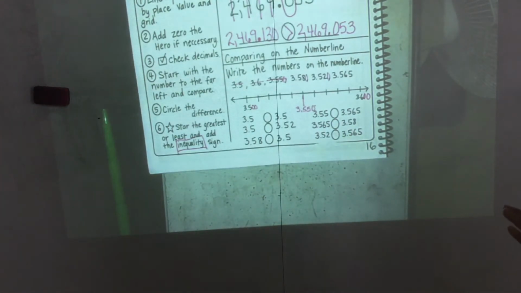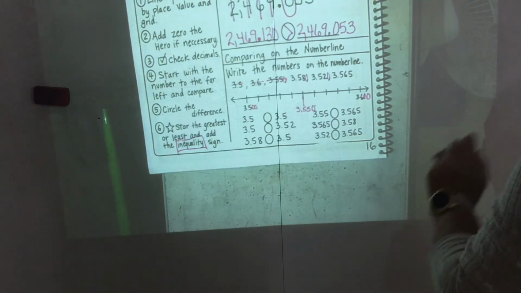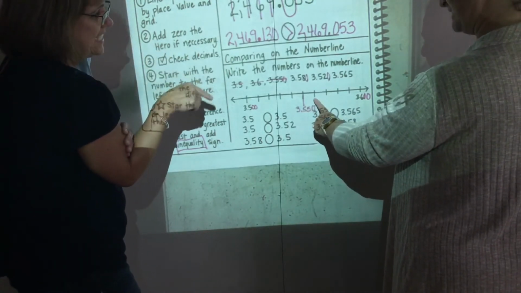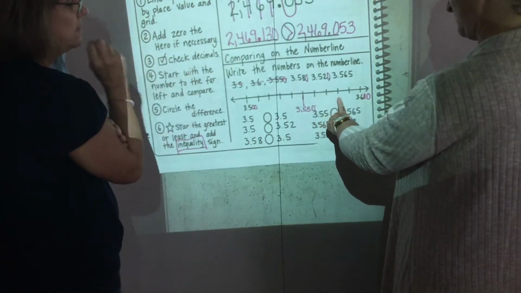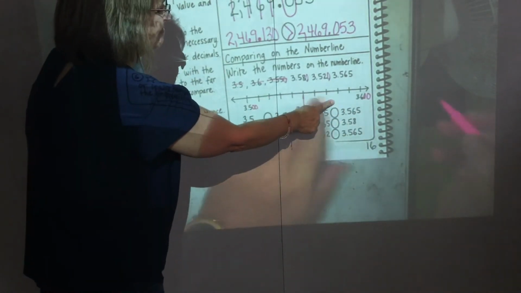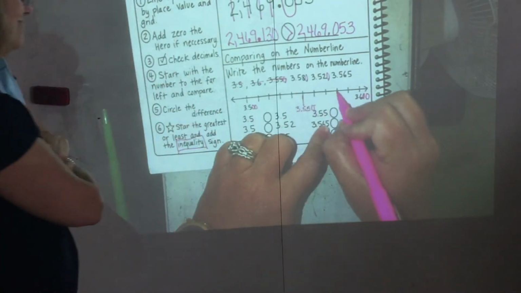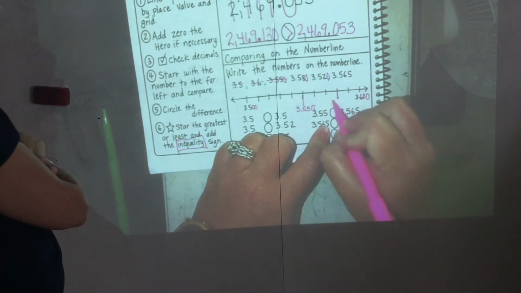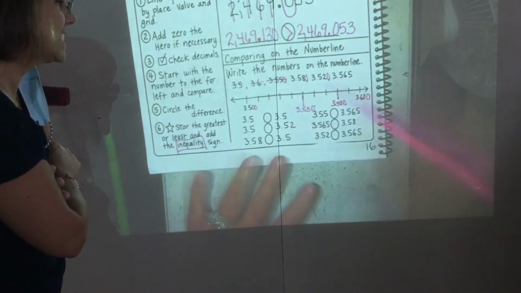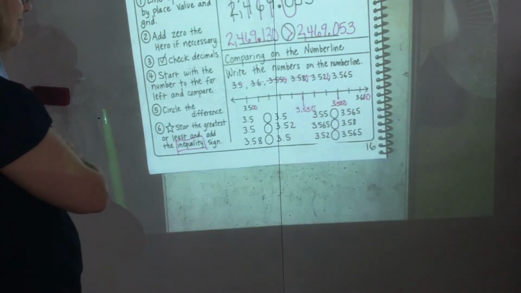Okay, now, let's see. We got to go to 58. Well, if this is 55, could we go 56, 57, 58? Let's do that. Okay, let's put that one on. So 56, 57. I'm going to go right here and put 58. Got that one.